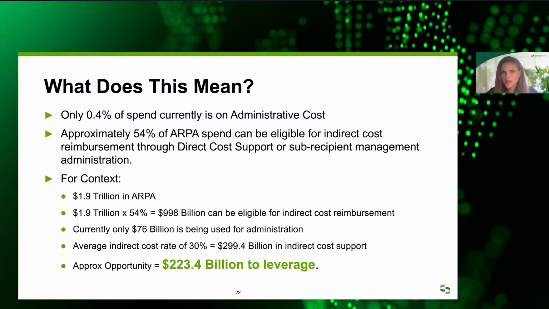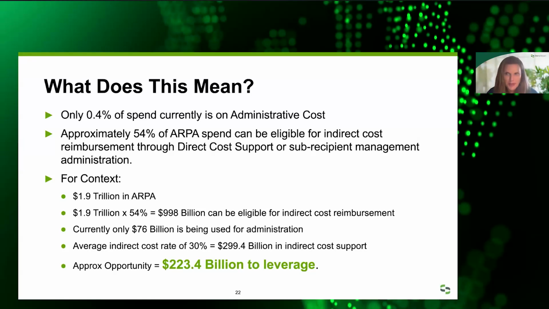That's that 0.4%. So if 76 billion is being used and the average indirect cost is 30%, and you're applying that to the 998 billion, I know there's a lot of math involved here, guys, but you can process it a little bit more later. Basically, the average indirect cost rate at 30% applied to the available eligible costs for reimbursement at the 998 gives you almost $300 billion in indirect costs.